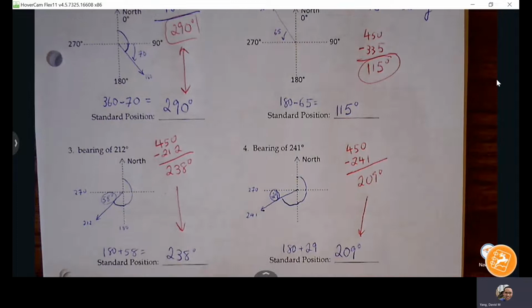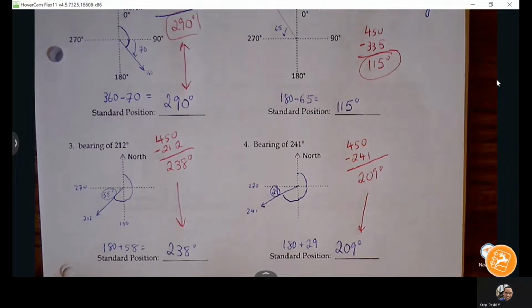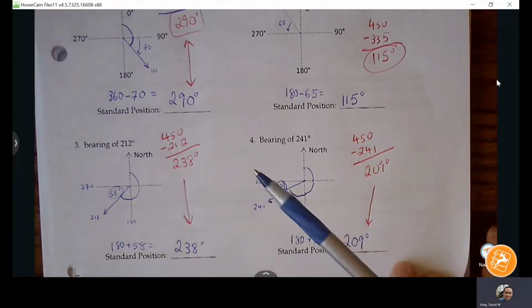Okay, any questions on this first page? Good. All right, page 22.